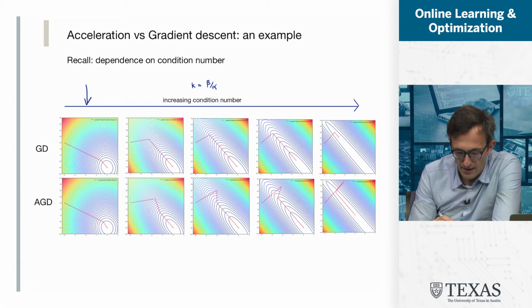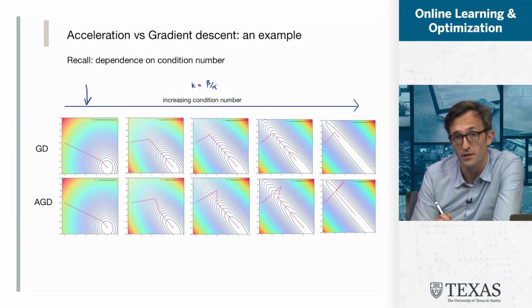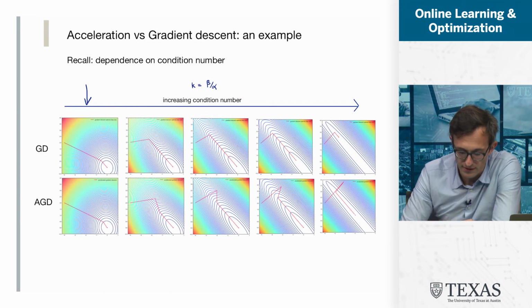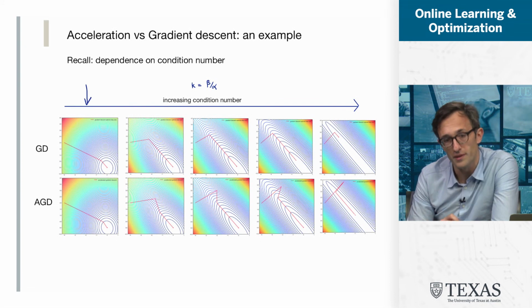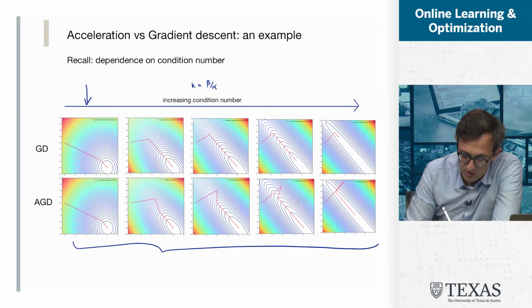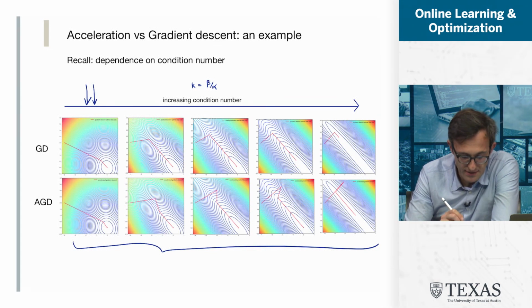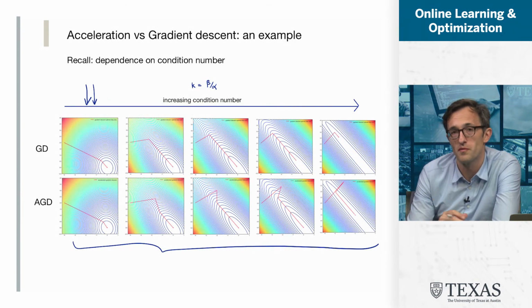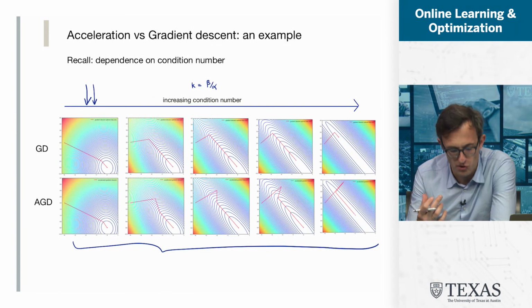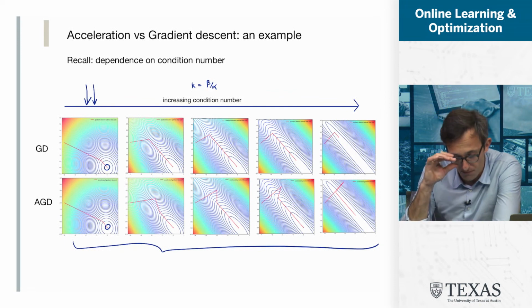Now what happens as we increase the condition number? You see that as the condition number increases here, the trajectories of gradient descent and accelerated gradient descent begin to look significantly different. And if you look at this lower row here of accelerated gradient descent, we're starting to see the impact of momentum. We can see it in two ways. First of all, note that in this first simple case, both gradient descent and accelerated gradient descent not only are similar in terms of the path that they follow, but they also seem to do about as well. They both get essentially to the optimal solution.